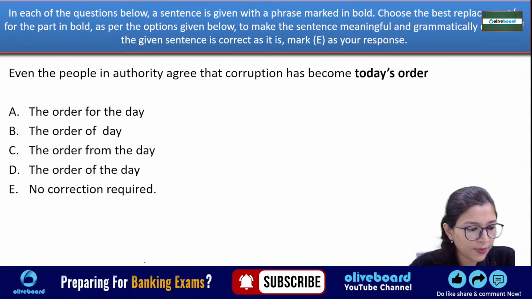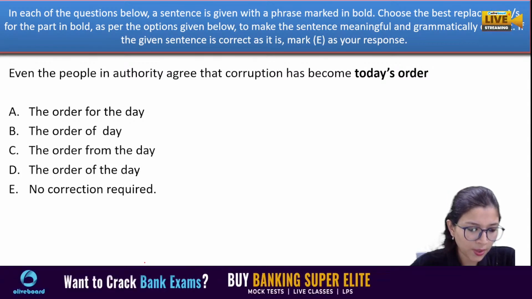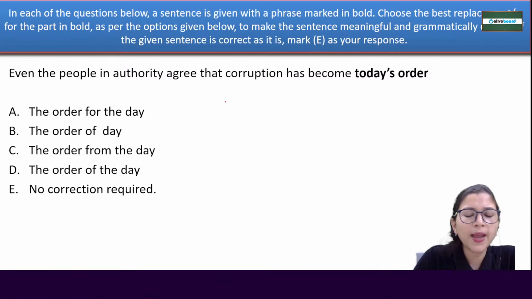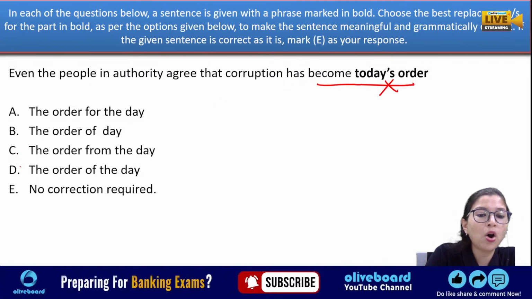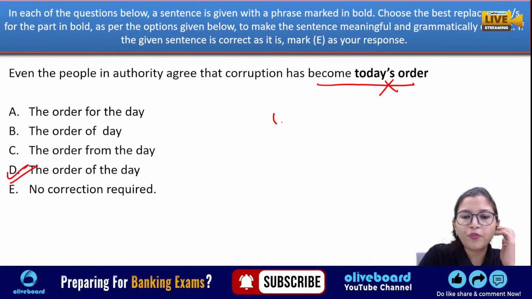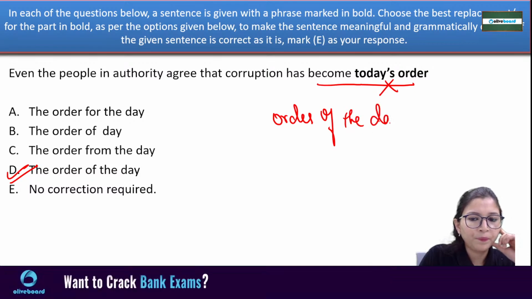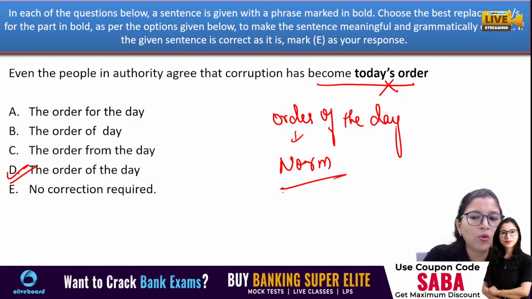This is also a phrase. I hope you all know this phrase. See, the sentence is: even the people in authority agree that corruption has become today's order. This is incorrect. It is order of the day. The phrase is order of the day. It means norm, something that is very common. So that is called order of the day. It has become the norm.